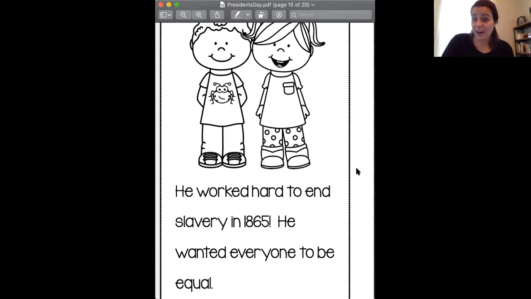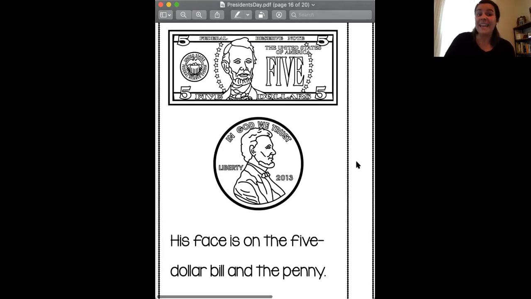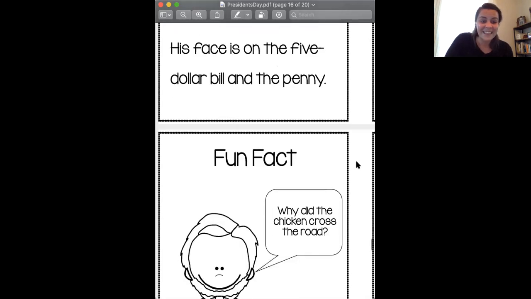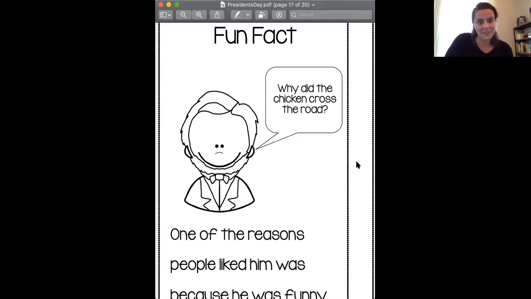He worked very hard to end slavery in 1865. That's awesome. He wanted everyone to be equal. So he's a pretty special guy. He wanted everyone to have the same rights as everyone else. So no matter who you are, no matter what you do, no matter the color of your skin, no matter what you're good at, he wanted everybody to be equal. That's pretty awesome. And his face is on the $5 bill and the penny. And a penny is worth 1 cent. That's pretty awesome.